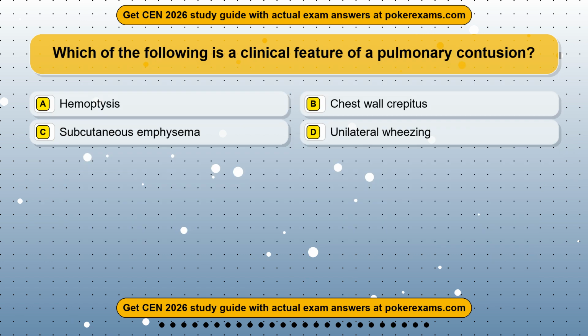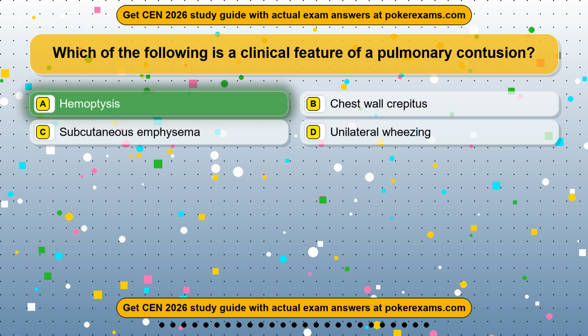Question 21. Which of the following is a clinical feature of a pulmonary contusion? Option A, hemoptysis. Option B, chest wall crepitus. Option C, subcutaneous emphysema. Option D, unilateral wheezing. The correct answer is option A.